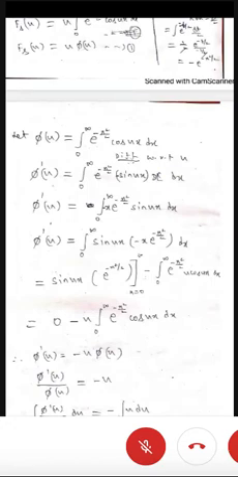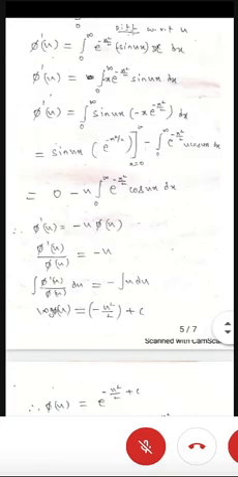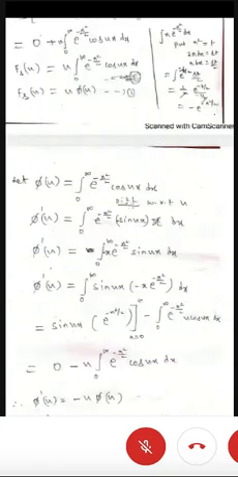So apply, what is that? Apply the parts method. First function, sin ux is the first function. Minus x e power minus x square by 2 is the second function. So first function sin ux as it is. Integration of second function. What is the integration of the second function? Integration of minus x e power minus x square by 2.